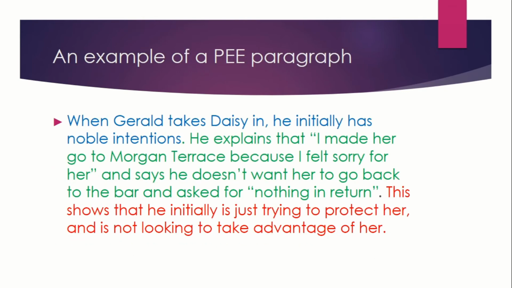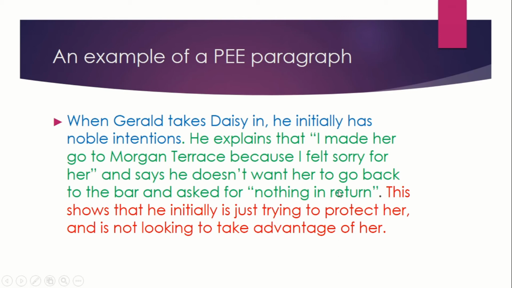And so I've written an example here of a PEE paragraph using the points I made. So the blue bit there is my point. When Gerald takes Daisy in, he initially has noble intentions. Then I give some evidence to prove it. He explains that "I made her go to Morgan Terrace because I felt sorry for her," and says he doesn't want her to go back to the bar and asks for nothing in return. So look how I've embedded those two short quotes into it. I've given evidence. I've proven what I've said is correct by putting evidence from the book.